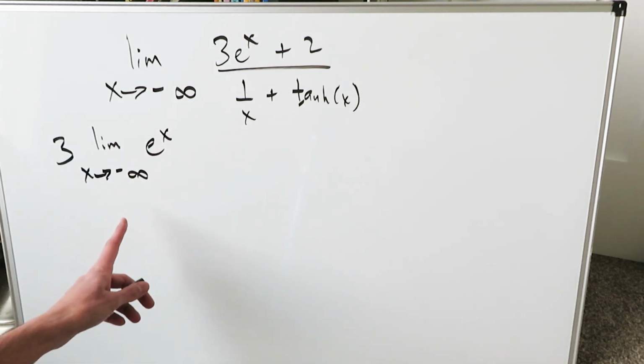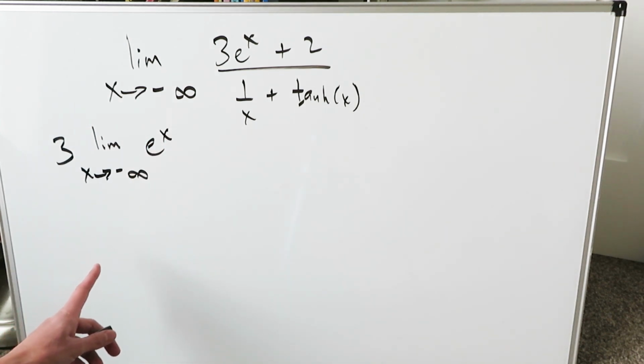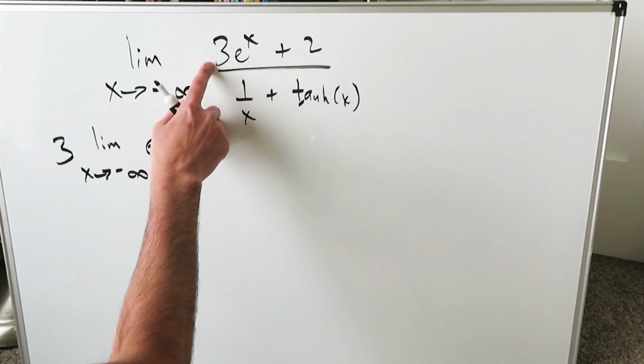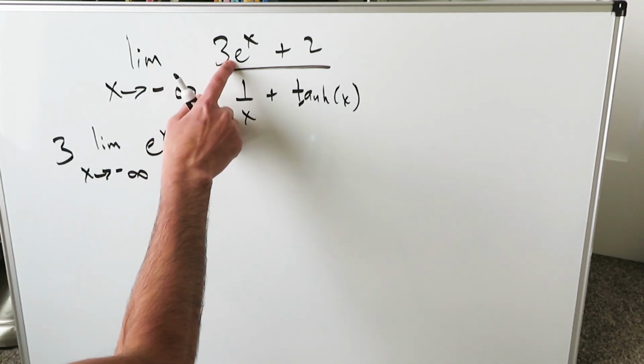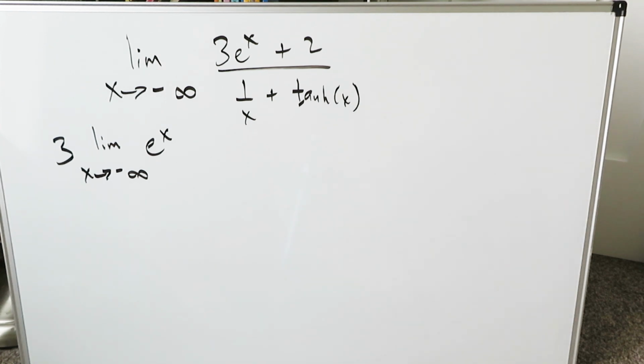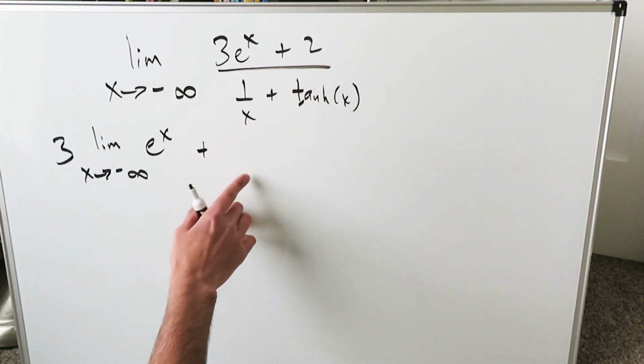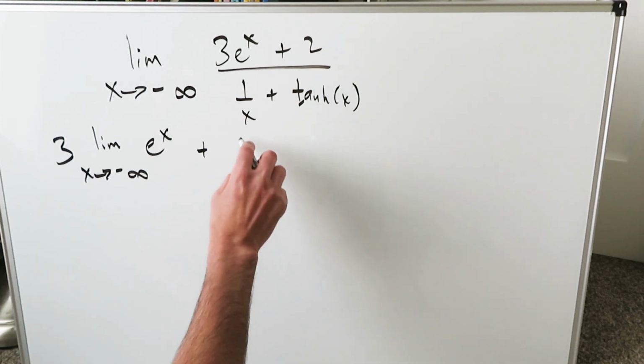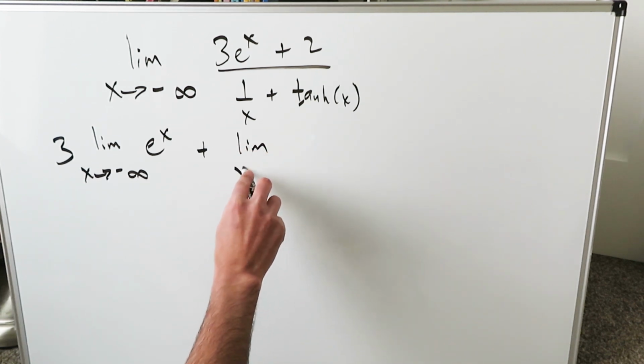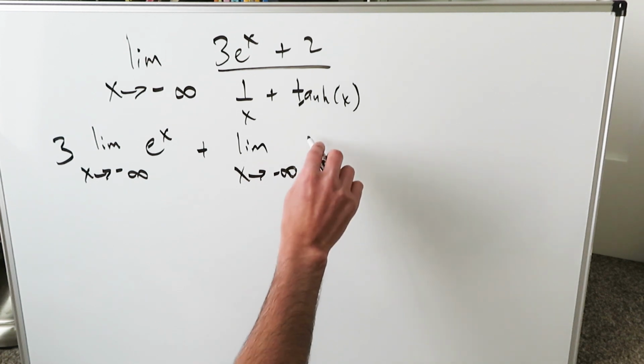What have I done over here? I've used the constant multiple property of limits, where this constant can be pushed outside the limit and you're evaluating the limit for your function. Plus, now I'm using the sum or the addition property of limits. The limit of a sum is equal to the sum of their individual limits, the sum property of limits. Plus, now we'll create a new limit, limit as x approaches minus infinity 2.